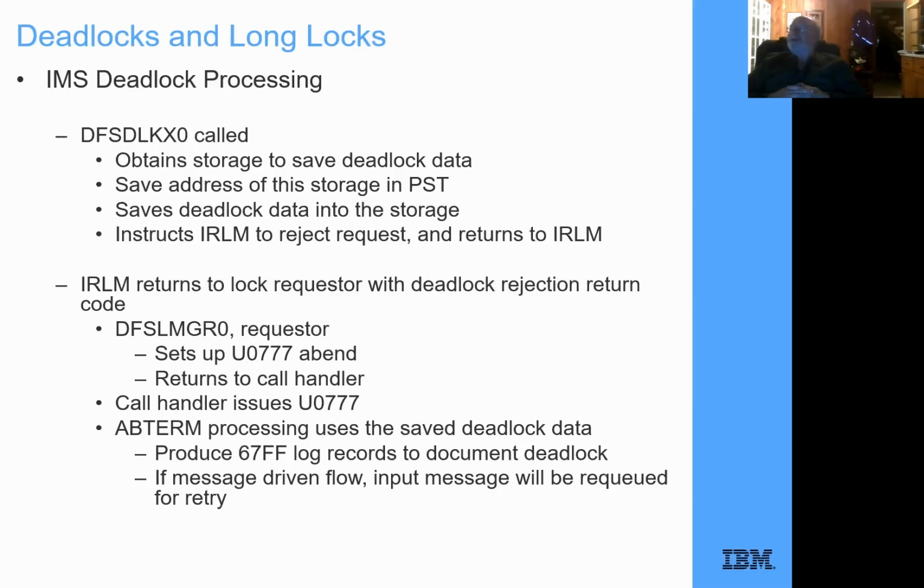Then when abterm processing runs, it uses the deadlock data that was saved by the exit, and it produces 67FF records to document the deadlock. That tells you the lock name and the participants, etc. And if it's a message-driven flow, the input message will be requeued to be retried.